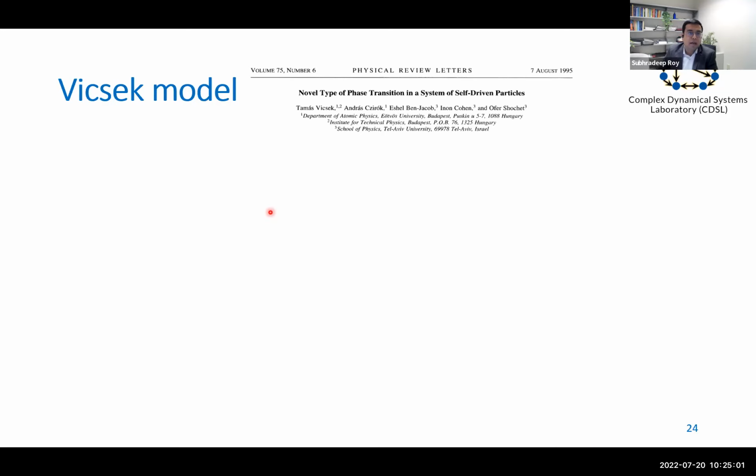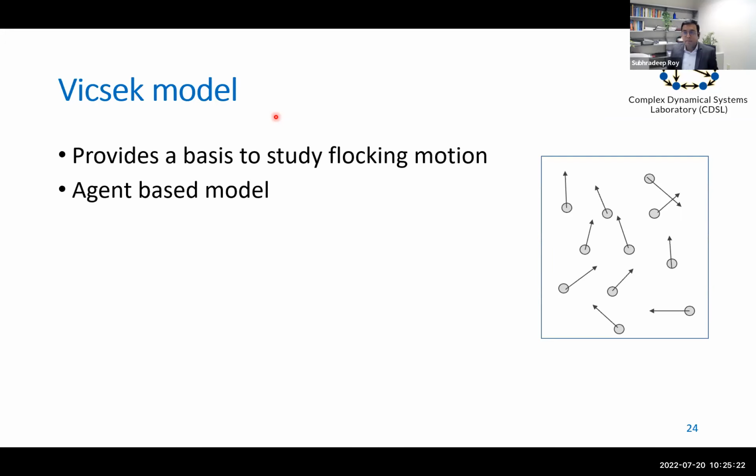Okay, so this is what is called a Vicsek model. This is named after the first author of this landmark paper in 1995, Tamás Vicsek. And this is a simple model, but is powerful enough to capture or replicate the flocking behavior that we see in nature. So it's an agent-based model.